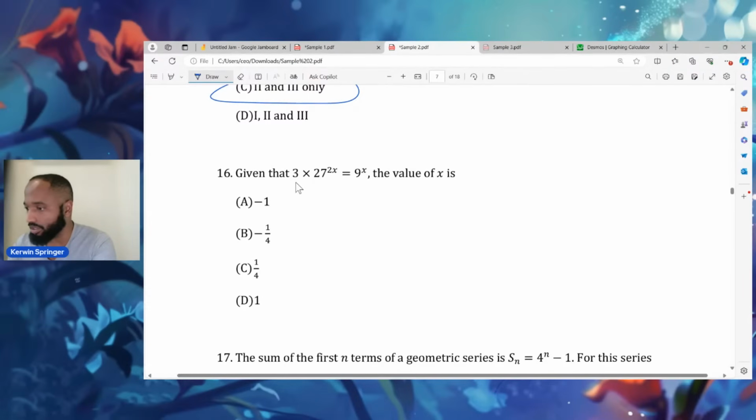This is a repeat again. Was it a quarter? This was a repeat. So this is 3 in a kind of way. 3 by 3 to the power of 3, 2x equals 9x.